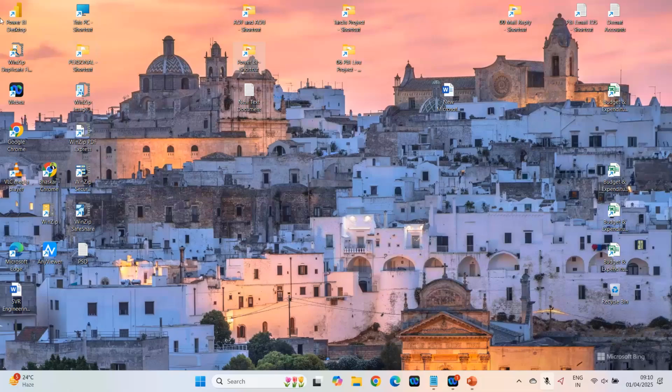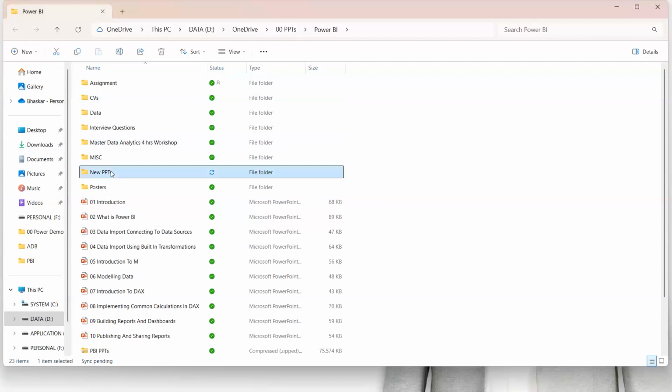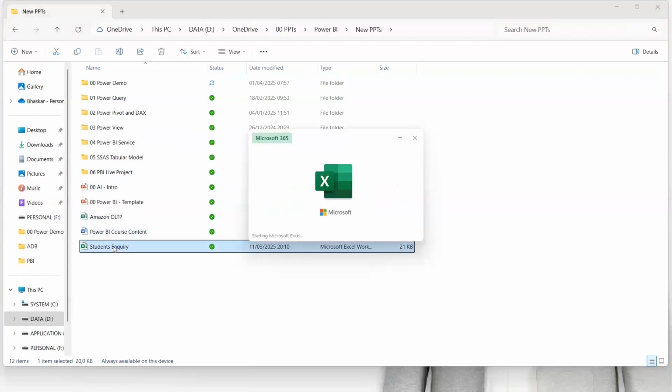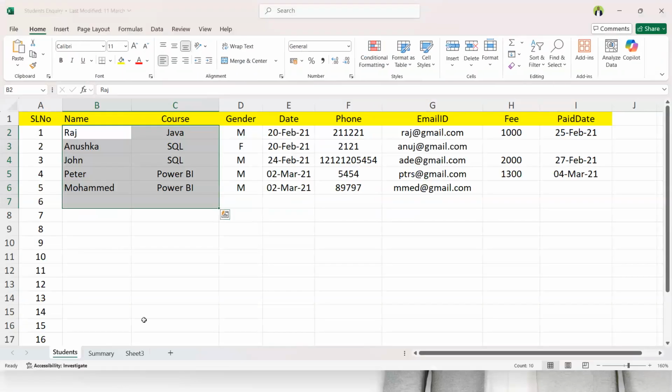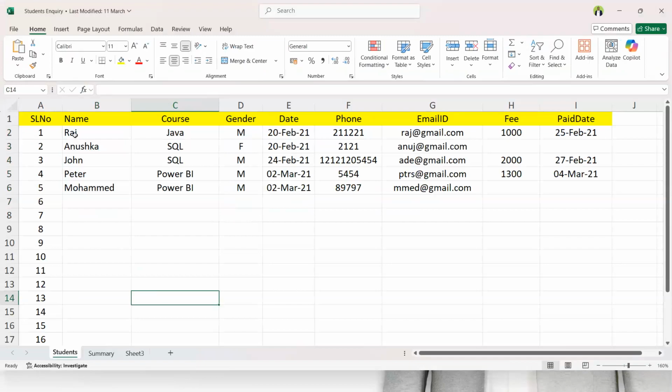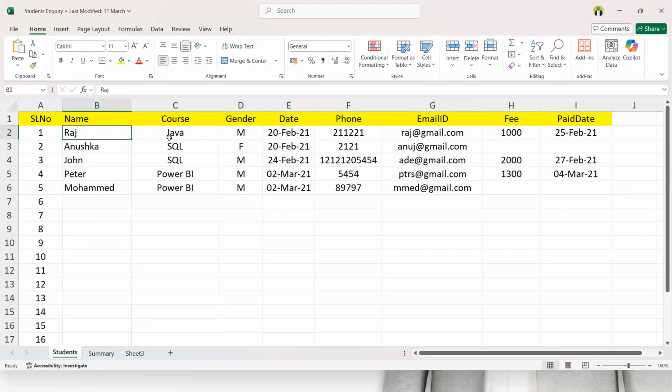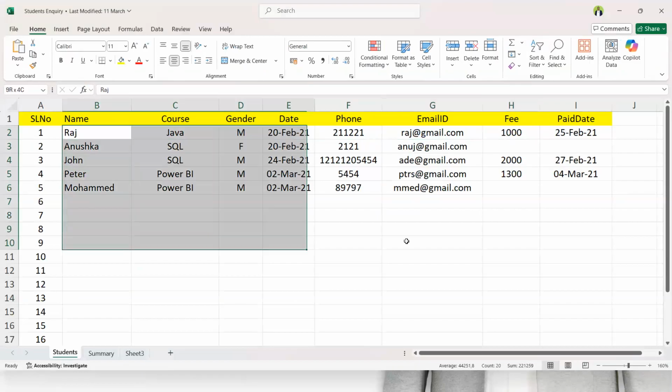Okay. So when you have a small amount of data, the IT industry gives you what are called Excel sheets, or you can use pen and paper as well, right? Using pen and paper, you can store the data. But today, everybody is storing the data in Excel sheets. So Raj has inquired for Java, with the date of inquiry, phone number, email ID, and what fee has been paid. I'm writing this in the Excel sheet.